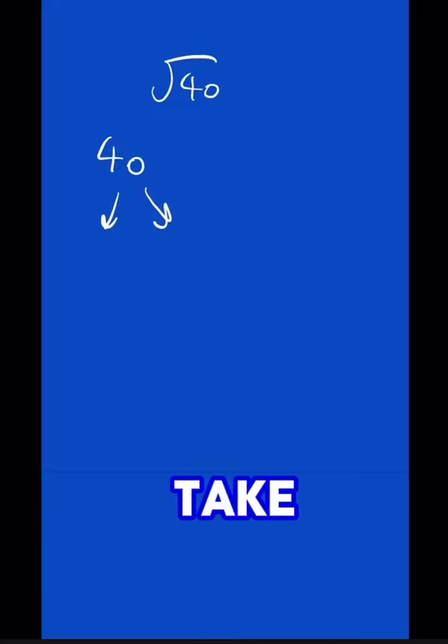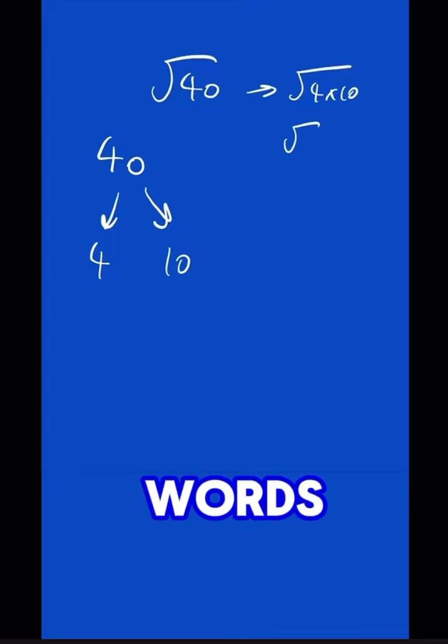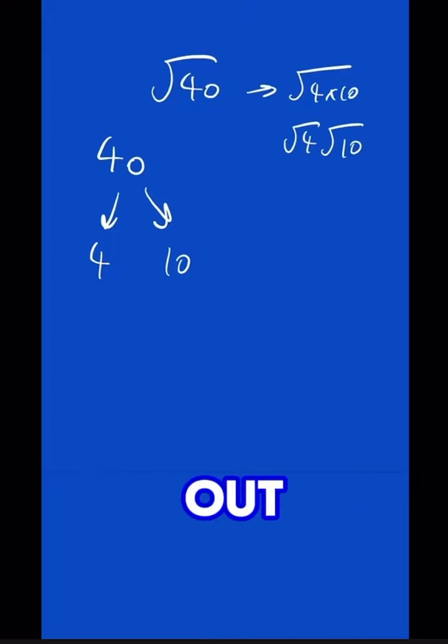Well, the first thing we could take out of this would be a 4 and a 10, because 4 times 10 is obviously going to give you 40. So we know we can also write this as a form of its factors like this. Or in other words, like this. You can separate them out.